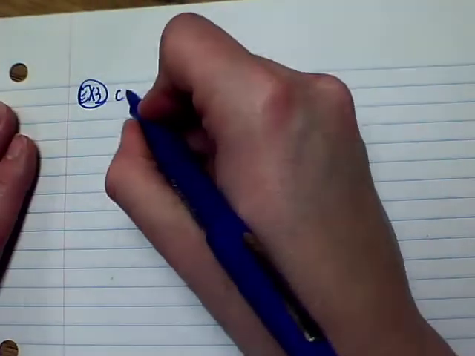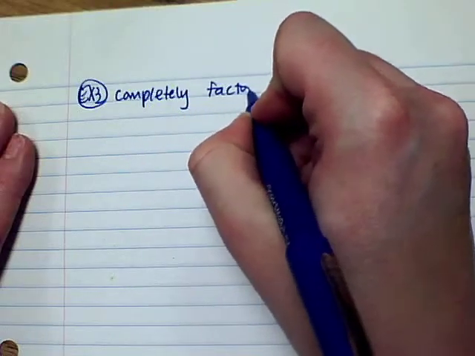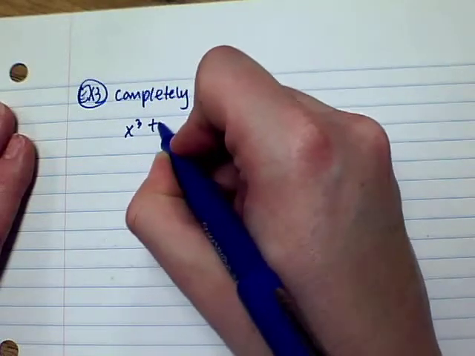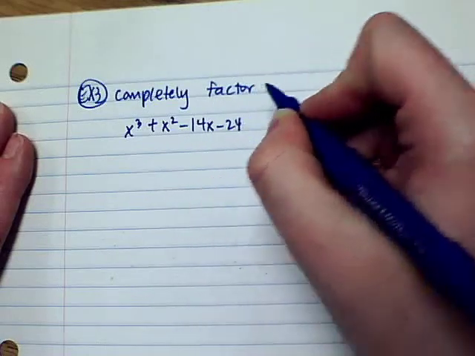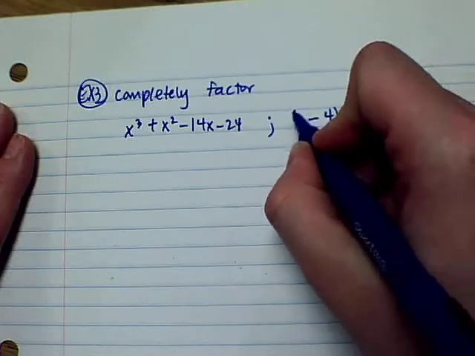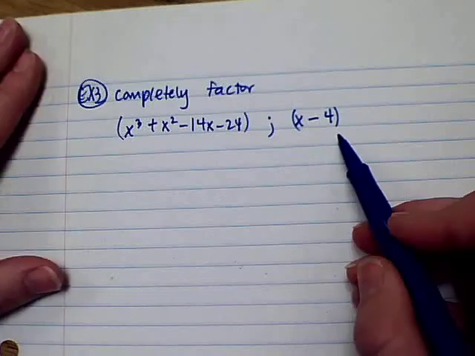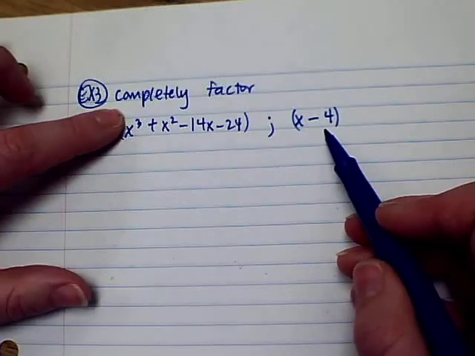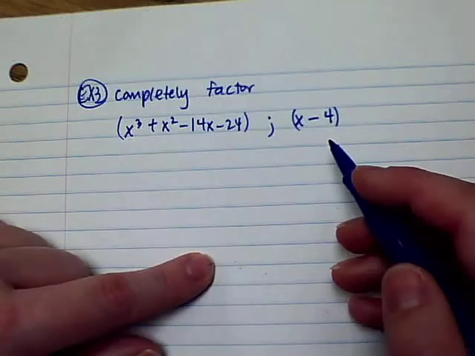All right, so example 3. I want to completely factor x cubed plus x squared minus 14x minus 24 when I'm given the factor, one of the factors is x minus 4. So what you're going to do is use synthetic division with these two terms, and then we're going to get our quotient, and then we're going to keep factoring that.